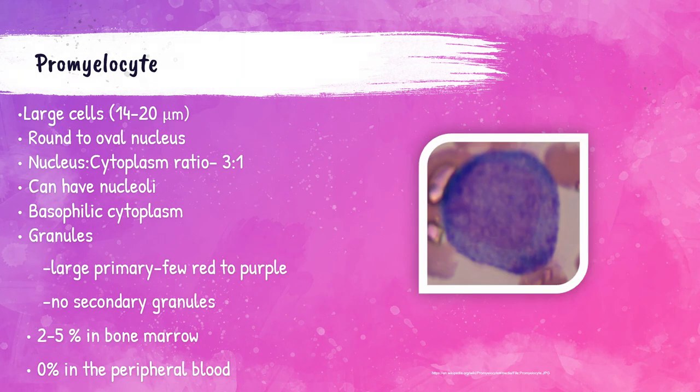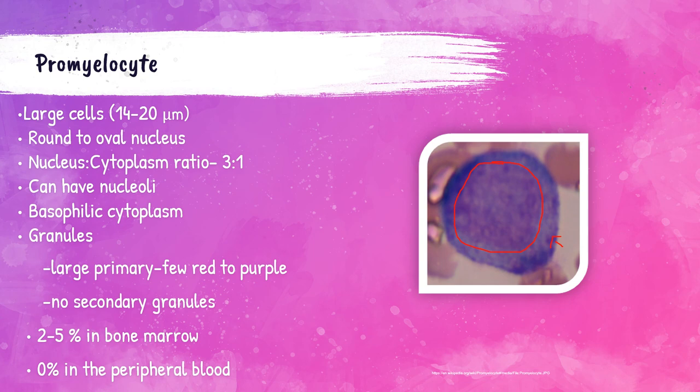The next cell in the maturation process is called a promyelocyte. Because we abbreviate basically everything in the laboratory, we actually call these pros. So this is actually a really beautiful cell. They are large as well and have a round oval nucleus. So again, this purple thing here is the nucleus, and all of this here is the cytoplasm, right? So their nucleus to cytoplasm ratio is 3:1.